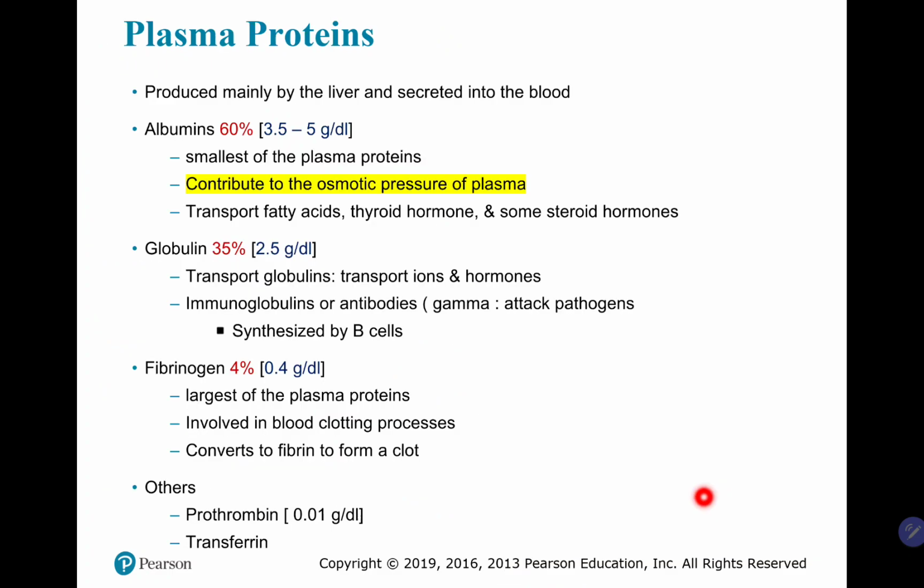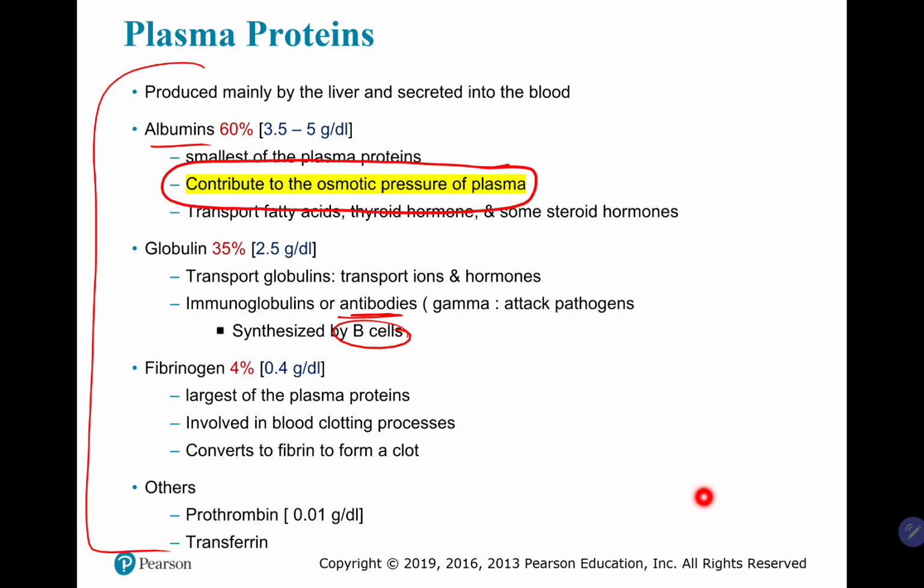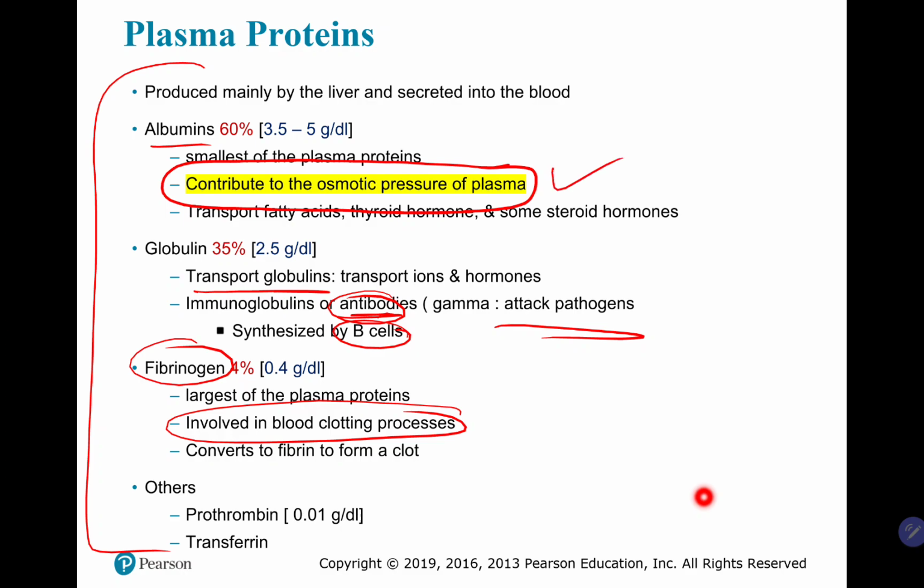Remember these plasma proteins that I mentioned. Most of them are going to be synthesized by the liver. You're not going to have those antibodies synthesized by the liver because they're synthesized by B cells. But all those other plasma proteins are made by the liver. The albumins are the smallest, but they're important because they contribute to the osmotic pressure. Very, very important. Globulins are transport proteins. They can transport ions and things like that, or they can be immunoglobulins or antibodies that attack pathogens. And then the fibrinogens are the largest, and they're involved in blood clotting processes. Okay, remember these.